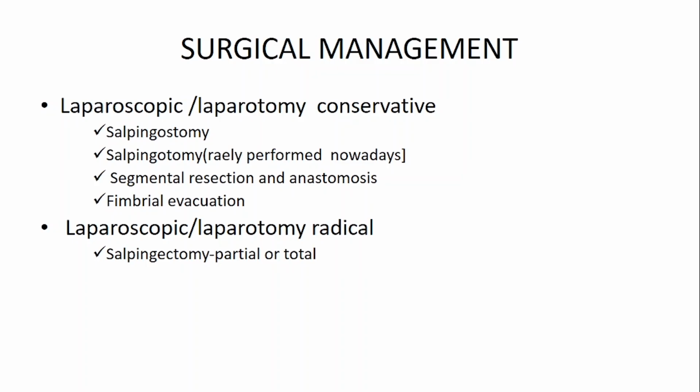laparoscopy or laparotomy. If you are doing laparoscopy, the patient must be hemodynamically stable, whereas laparotomy is necessary when patients are not stable and you need to do something fast. But again, for emphasis, laparoscopy will do almost the same thing as open laparotomy. The conservative procedures are salpingostomy, segmental resection, anastomosis, and fimbrial evacuation. The radical one, where we remove the tube, salpingectomy, again could be done by laparoscopy or laparotomy. An important thing to know is that laparoscopy will be useful in patients that are hemodynamically stable. It may not be useful in patients in shock because you need to act rapidly and very fast.